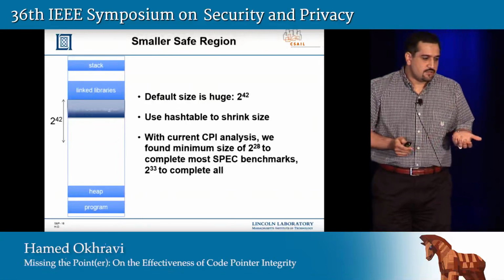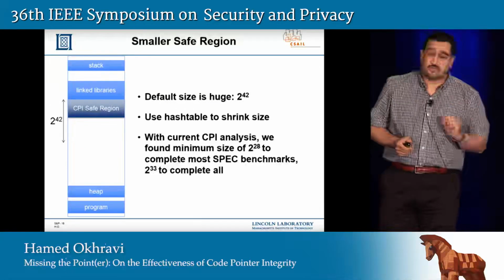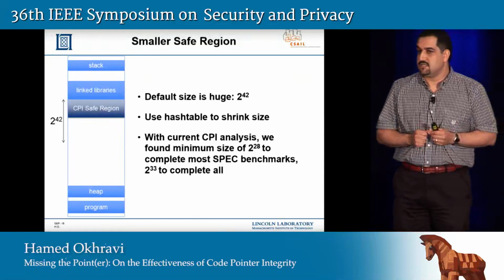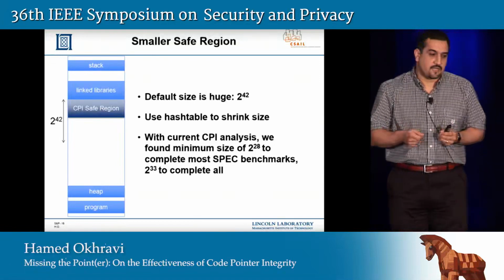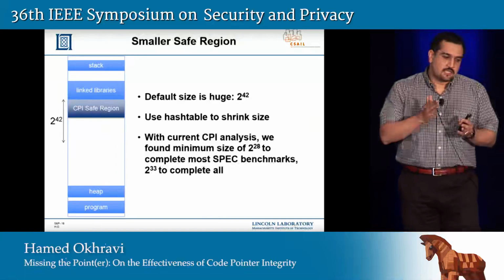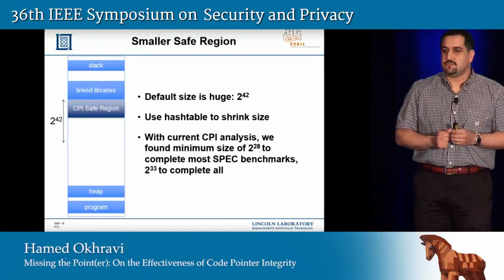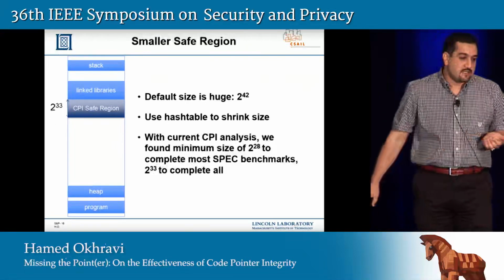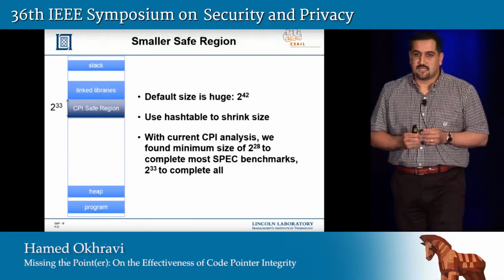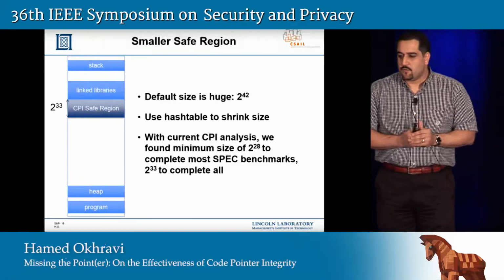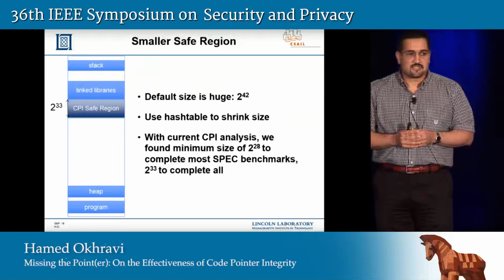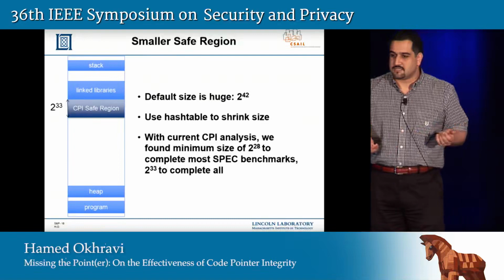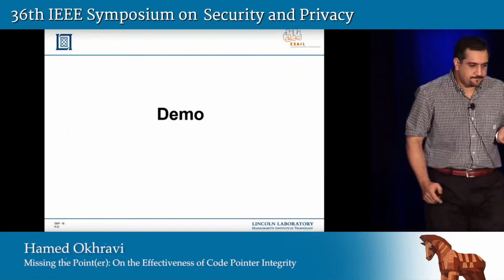And we have evaluated 2 to the 28 first, sorry. And for that size, the SPEC benchmark actually did not complete. Some of the programs in the SPEC benchmark failed to provide the correct result. So we started to increase the hash table size to the minimum size that's necessary to complete the entire SPEC benchmark. And that size is 2 to the 33 bytes. So that's the minimum size that's necessary. And again, in that case, the non-crashing attack will be stopped, but the crashing attack is possible with, on average, 8,000 crashes. So now the number of crashes grows.